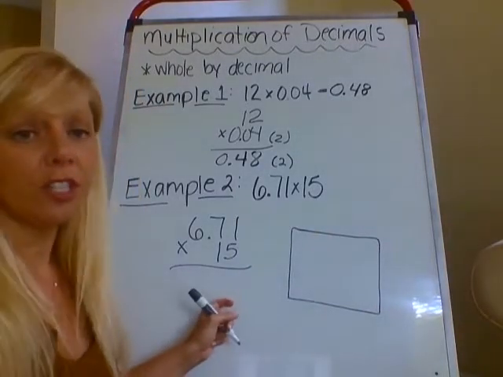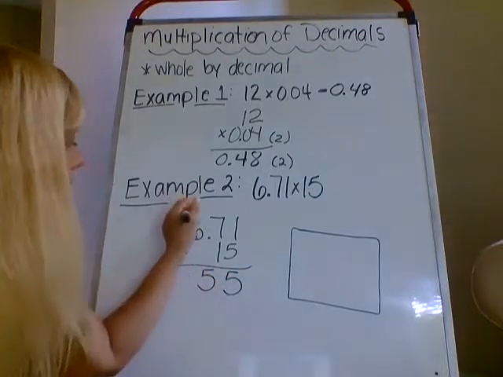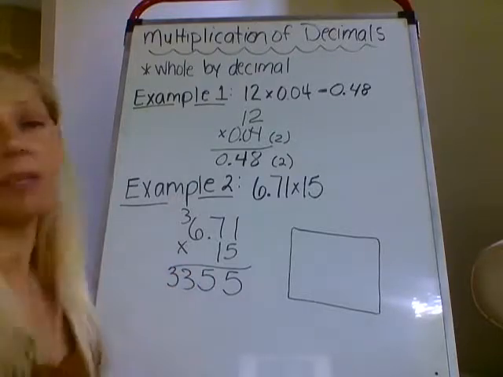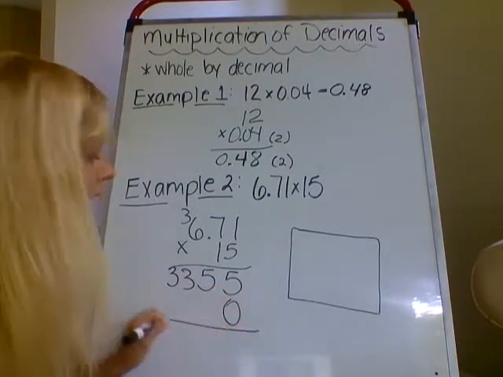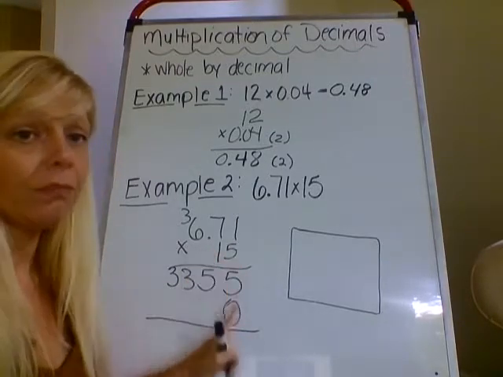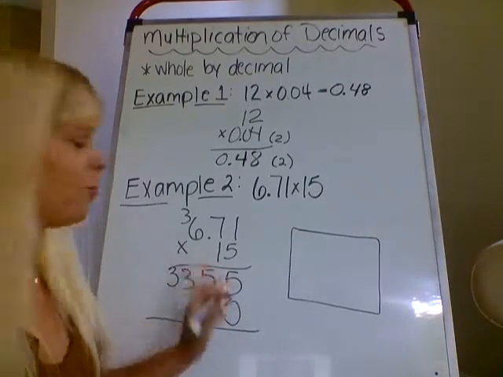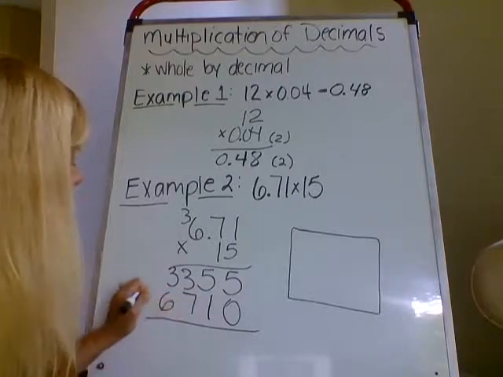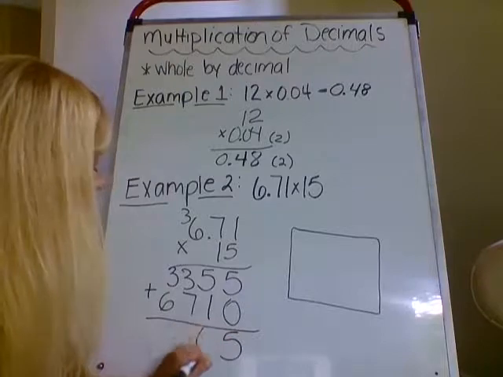If I'm going to do traditional, I do 5 times 1, 5 times 7, 35, carry the 3, and then 5 times 6 plus 3 is 33. Then I go ahead and put my placeholder in because I've used the 5, so this now becomes a 10, and anything multiplied by 10 ends in 0. And this one's pretty straightforward. 1 times 1, 1 times 7, and 1 times 6. And then we go ahead and add those two products together.